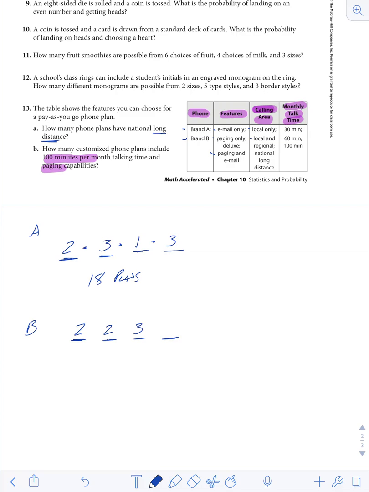And then lastly, the monthly talk time. Again, this one matters. I want 100 minutes. So there's 3 options, but how many have 100 minutes? Only 1. So I'm going to plug in a 1 at the end.